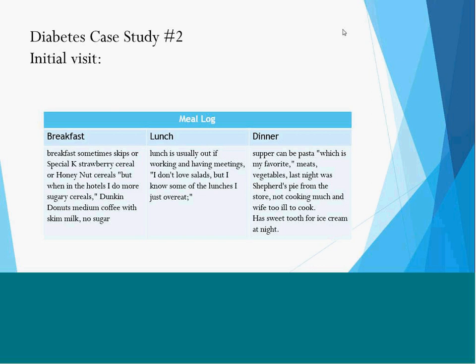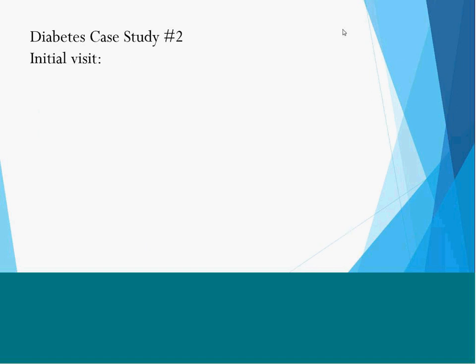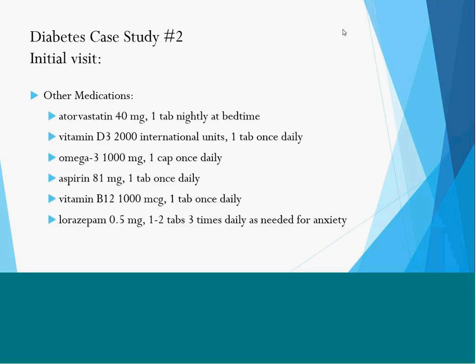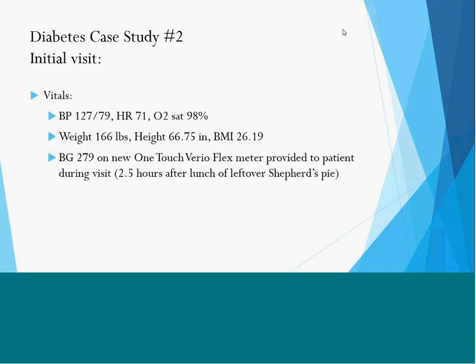And I think it's important just to note that medication is only one piece of the puzzle, and exercise, activity, and food intake is another piece of the puzzle. So I really wanted to get at the heart of what he was doing on his own before I tested anything. Here are his other meds, pretty standard, a statin, some vitamins. He wasn't really using the lorazepam, but he said it was there for anxiety if needed. His vitals look pretty good. Like I said, his BMI is just over 26.